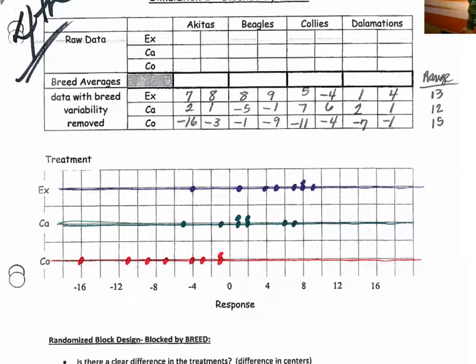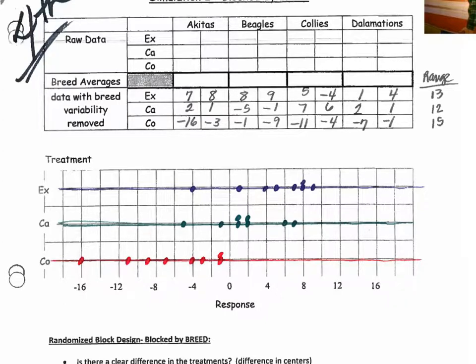We blocked by breed because we think the breed affects the bone density loss. Yes, and just make sure you don't say it affects the response, or it affects the outcome, or what's another? Result. Yes, those 3 generic words are bad. We want to be specific about exactly what it's affecting. Bone density loss. Okay, so we blocked by breed because we think it is affecting the bone density loss.